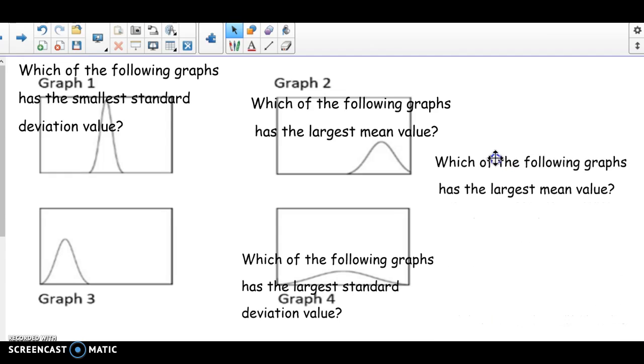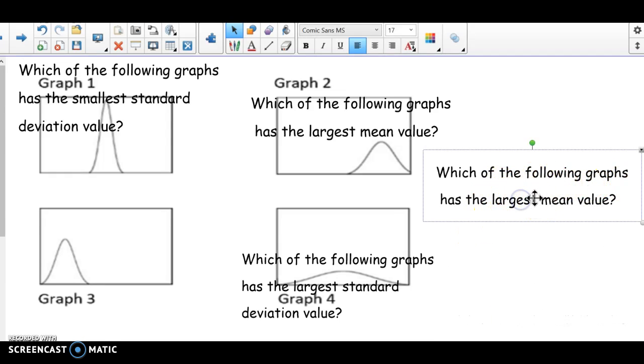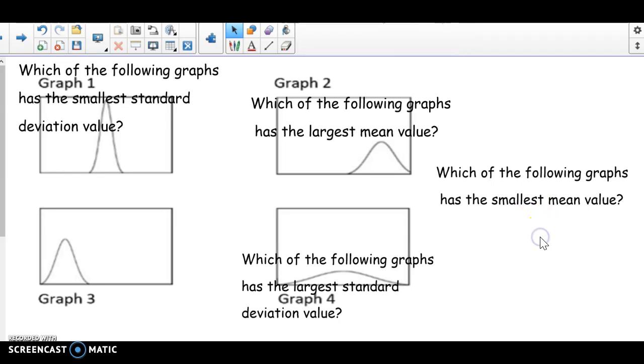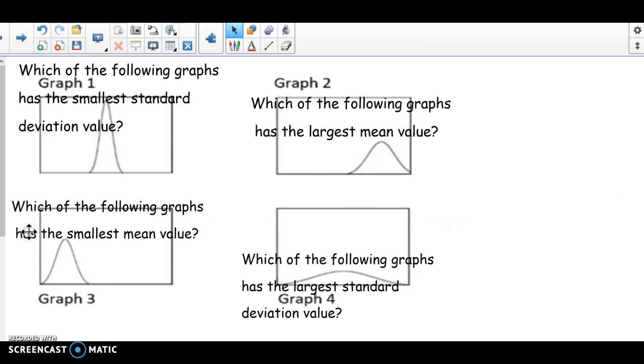And then the last one that I have here, which of the following graphs has the, and I think that's a typo, so let's change that to smallest mean. All right, so according to what we did on the largest mean, if we have the smallest mean, the one farthest to the left, so it looks like graph 3 is going to have the smallest mean. So of all 4 of those graphs, you can say something that's special about each one of those.